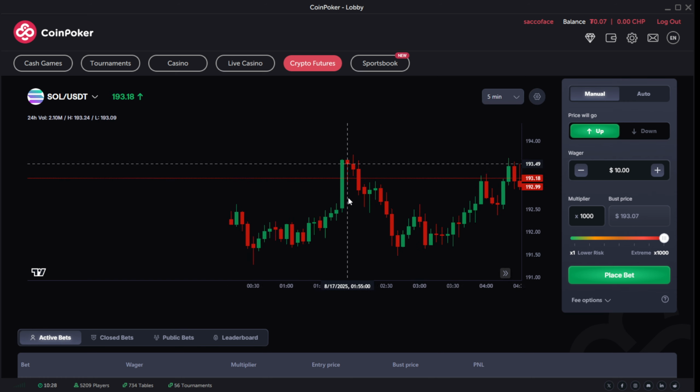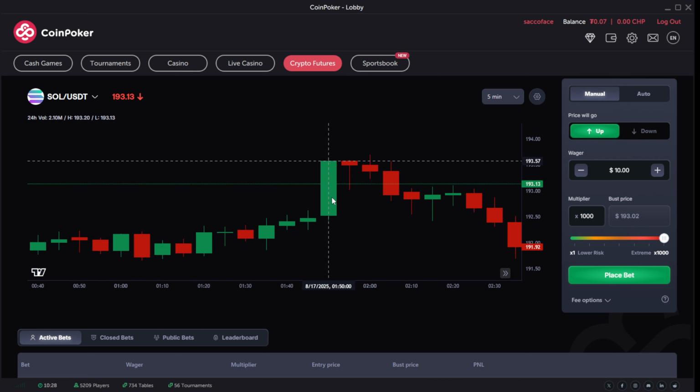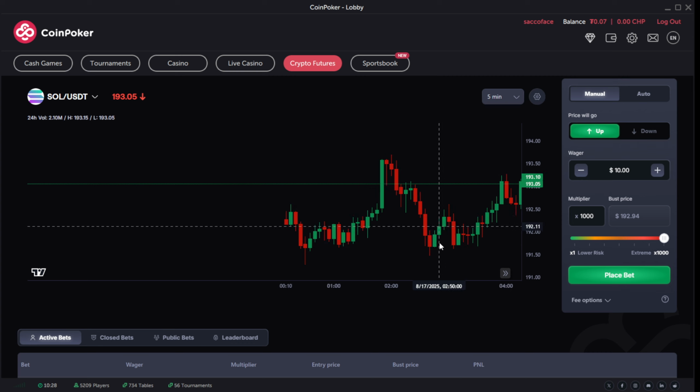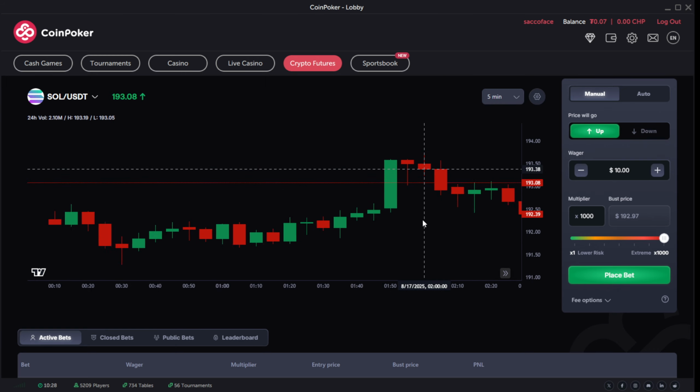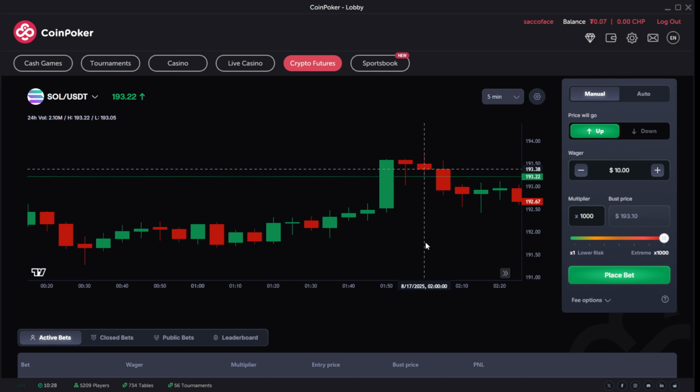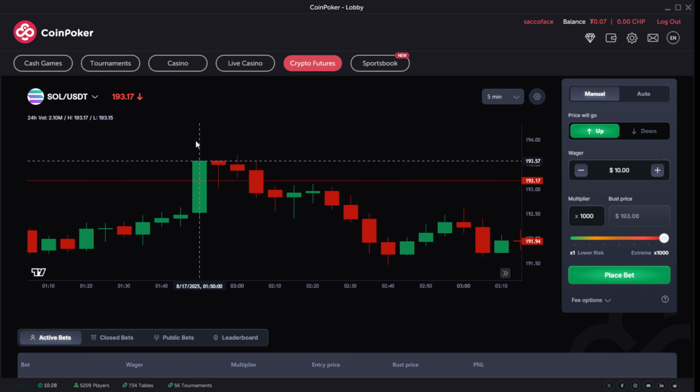It's not always right though, because look at right here. I would have gone big, I would have gone up for this one, and that went down a bit. And did it ever come back up? It did, but I think I probably would have liquidated on that. So be careful. Nothing's for sure, but this candle, I would have probably hopped in and said everything was going to go up.